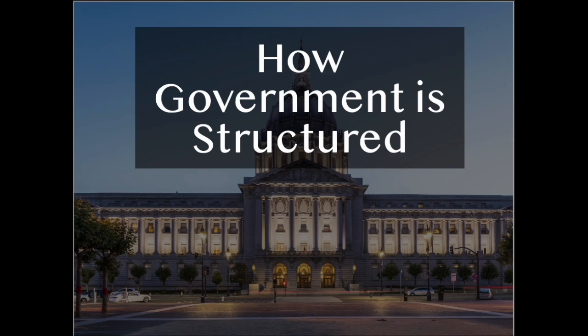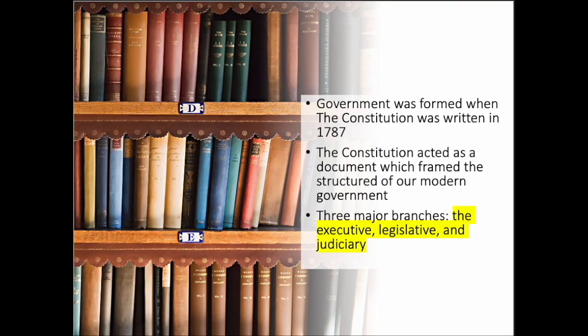Okay, now let's review the next major part of the citizenship test, how the government is structured. The government was formed when the Constitution was written in 1787, and it acted as a document which framed the structure of our governments and established different rights to our citizens. The Constitution's first 3 articles illustrate the idea of separation of power, where the government is divided into 3 major branches: the executive, legislative, and judiciary. Each branch exists to keep the others in check and also to serve a very different purpose.